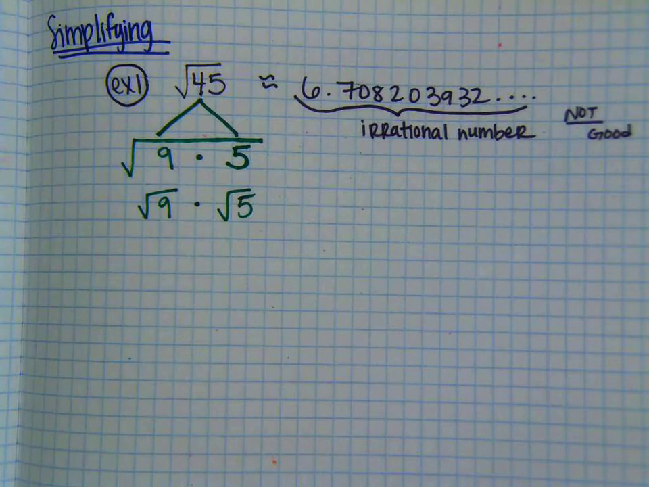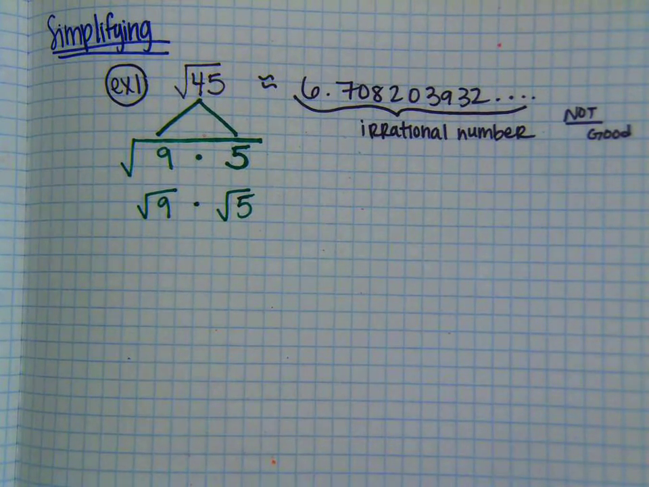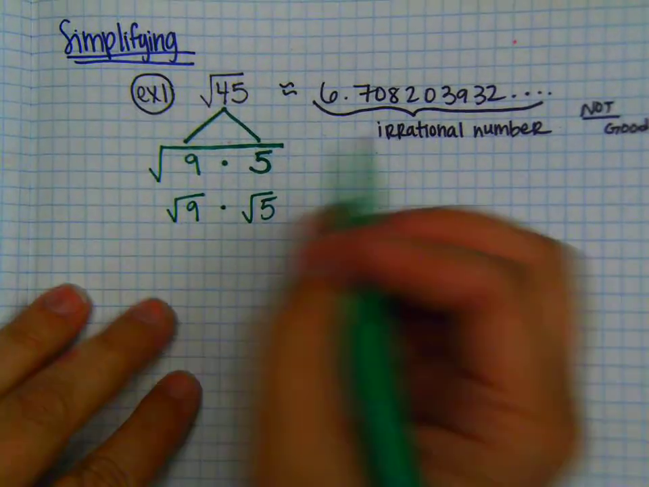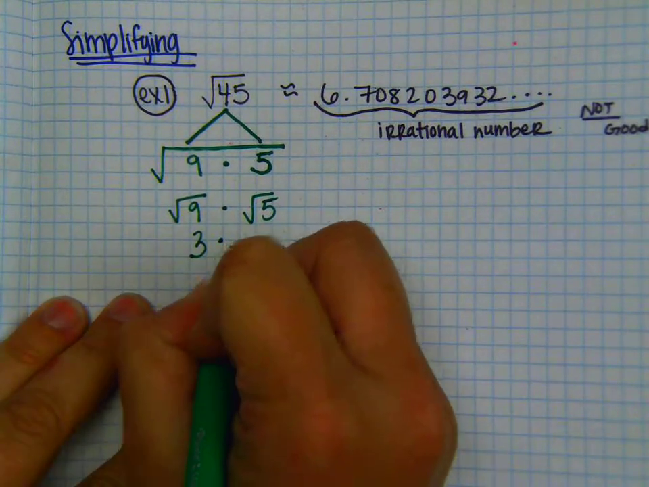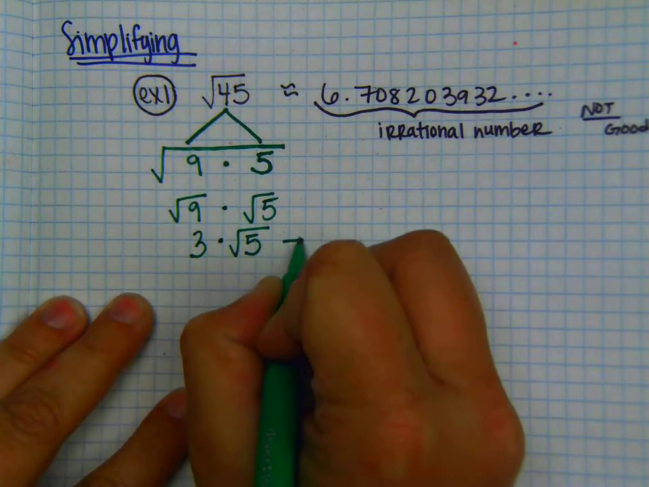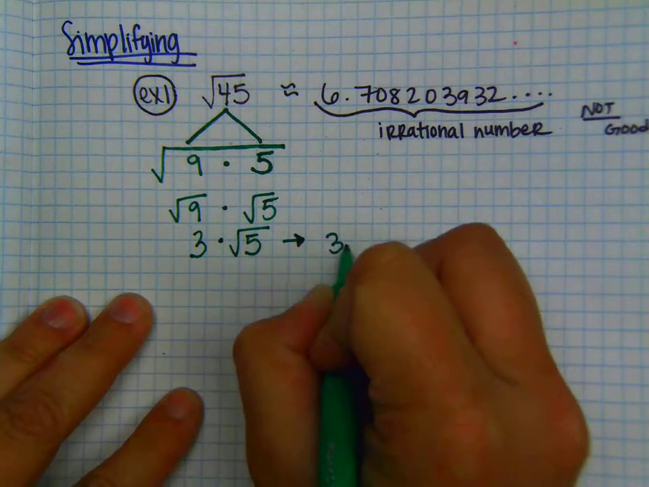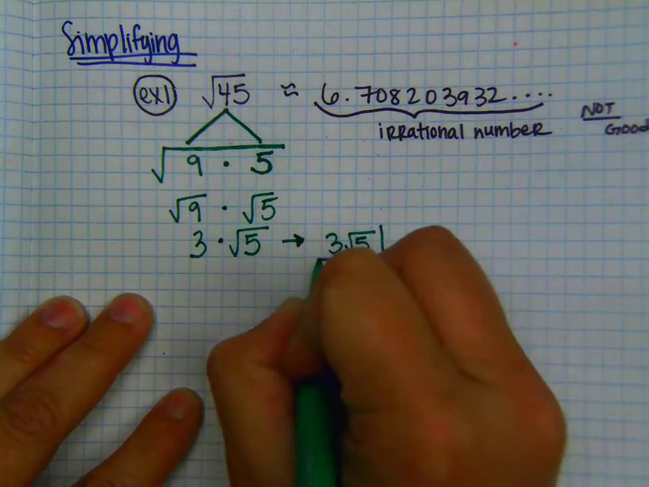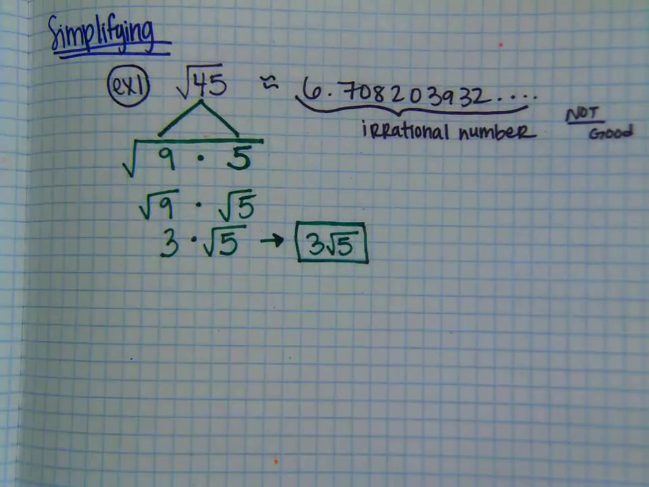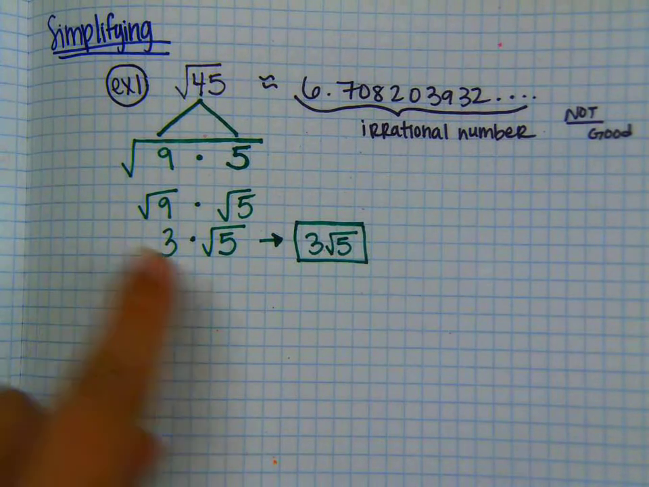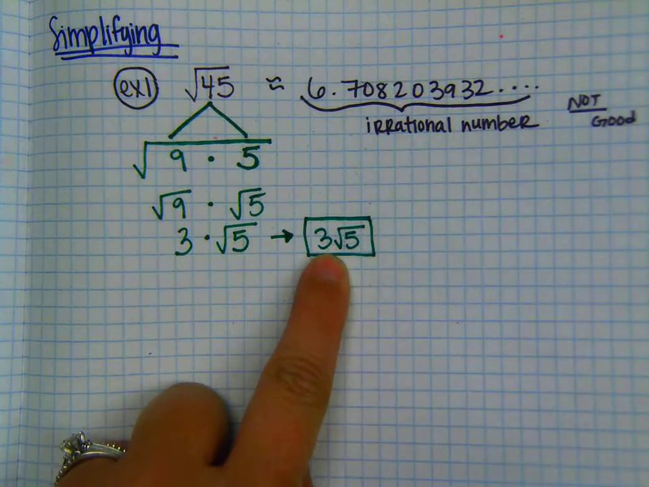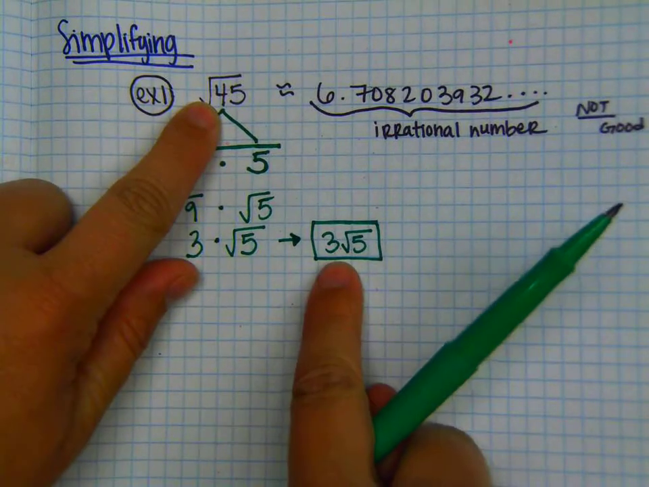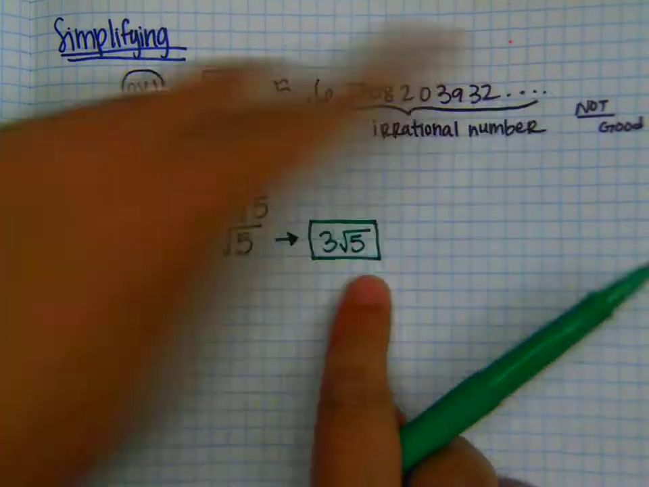Well, do I know either of those? Are either of those nice numbers? What's the square root of 9? The square root of 9 is 3. So instead of writing this, I can just write 3 times the square root of 5, which I can write a little bit neater as 3 root 5. And that is our answer simplified. Okay? It looks a whole lot better than this guy right here. That's our whole point, is we want to make this simplified into this instead of writing it as our irrational number.